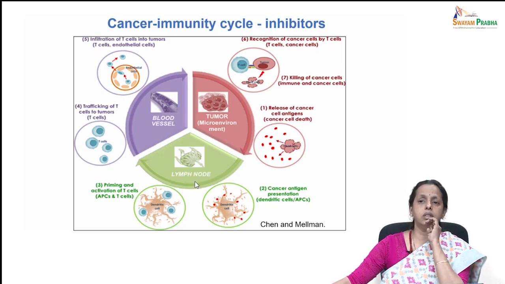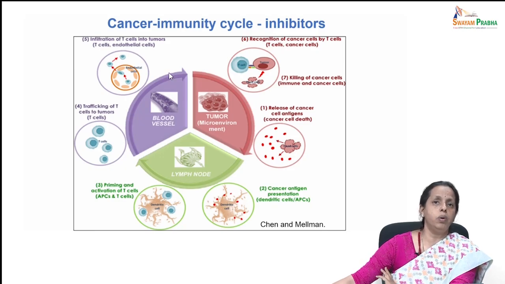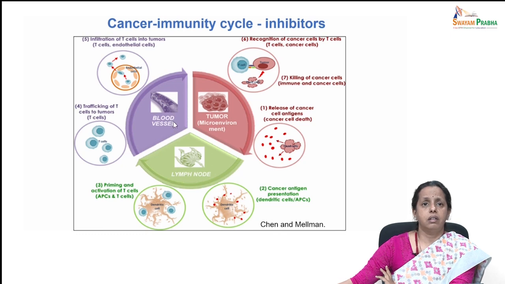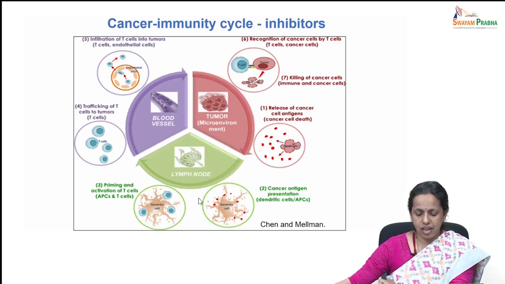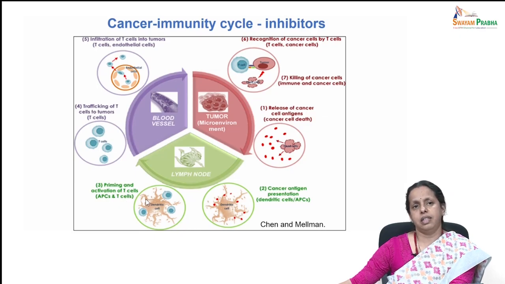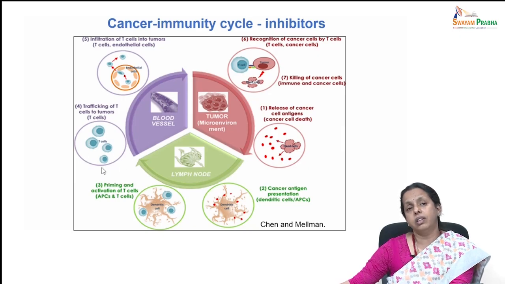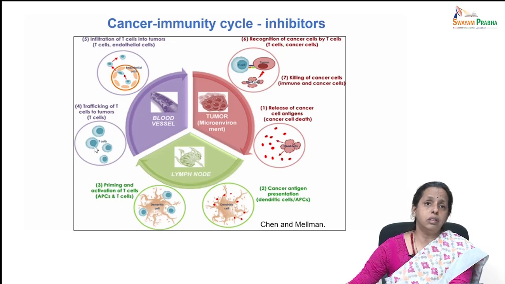So in this, you can clearly see how the cancer immunity cycle can be inhibited. The first step is the release of cancer cell antigens from the tumor microenvironment, and then cancer cell antigen presentation, as we can see here, by dendritic cells or antigen presenting cells. Then priming, where the lymph node plays a very important role, priming and activation of T cells. Then trafficking of T cells to tumors. This happens in the blood vessels, where, if you are engineering your T cells at the T cell receptor region, this is very important.